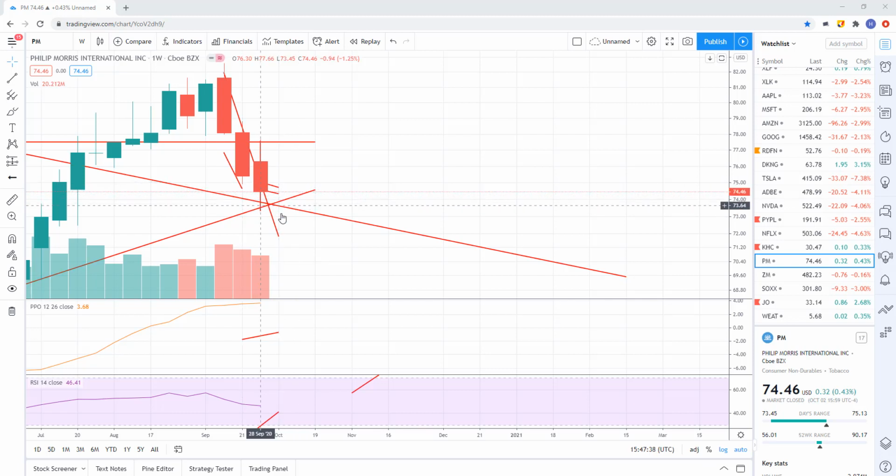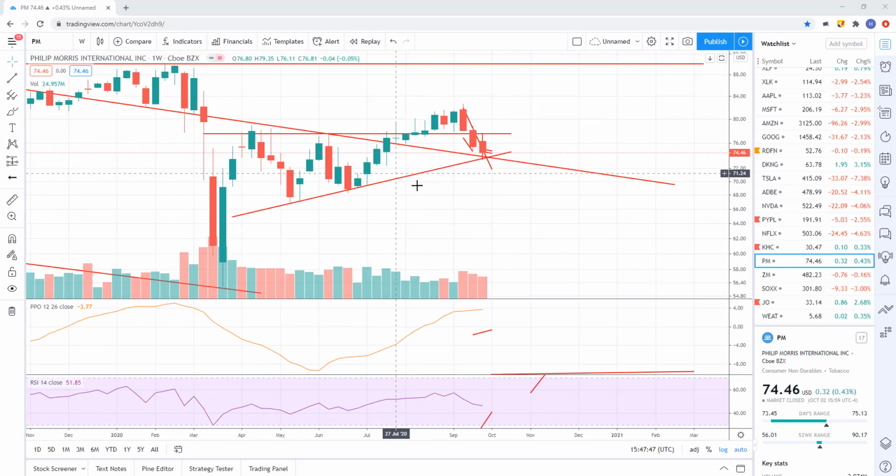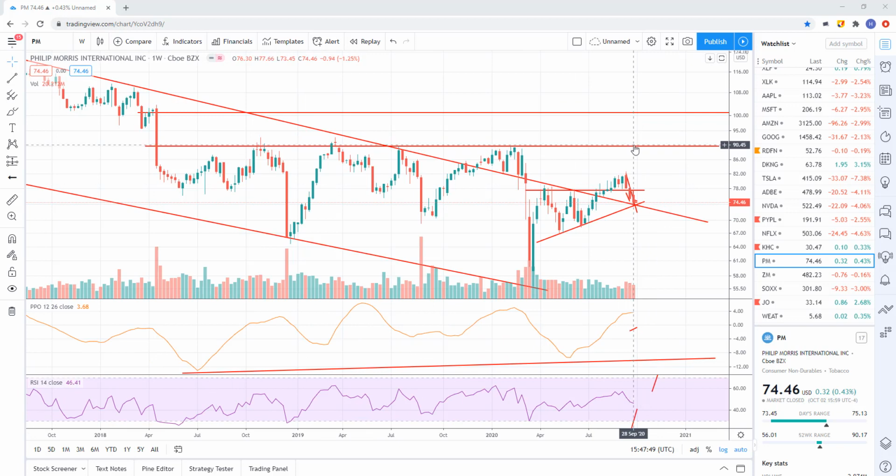I am expecting the buyers to be here. So if they're not, then we'll stop out, move on. I am long this one, and I am expecting this to move up. Target, really I'm looking at these targets up here.